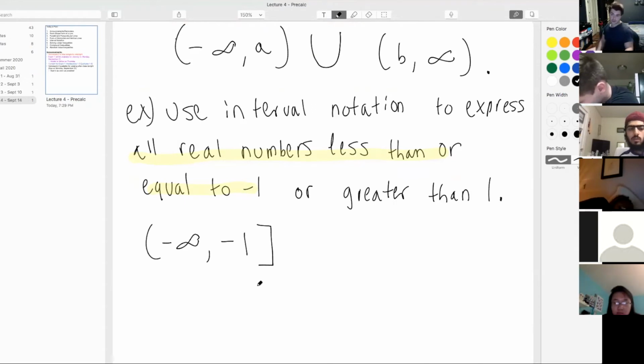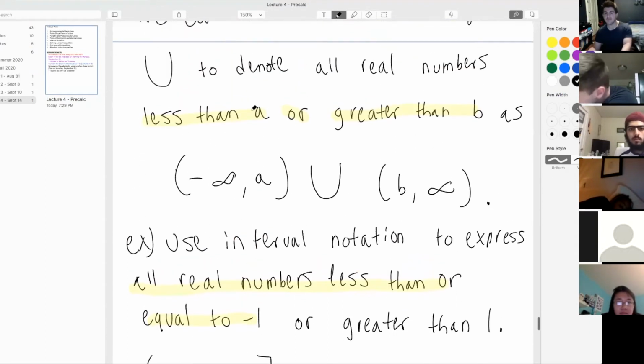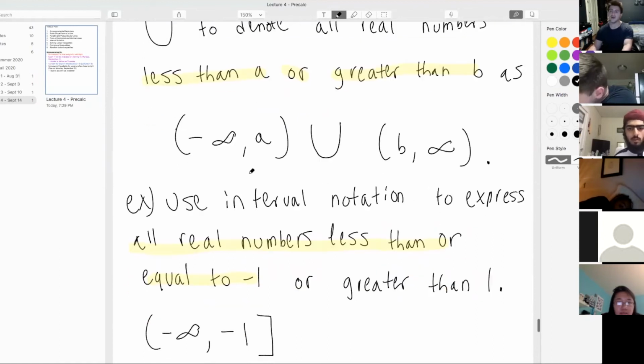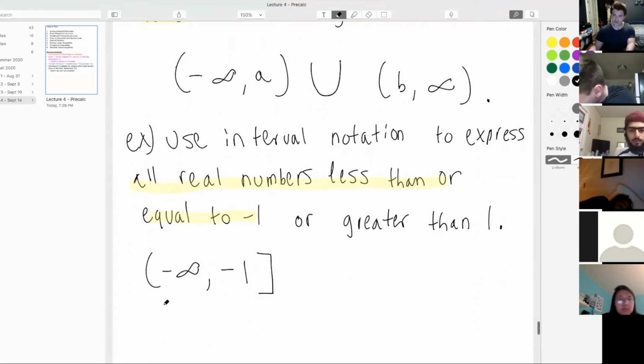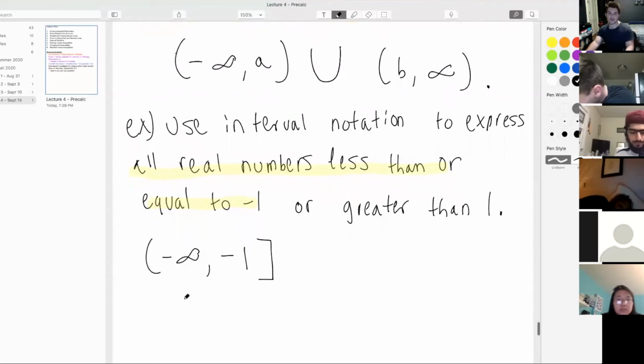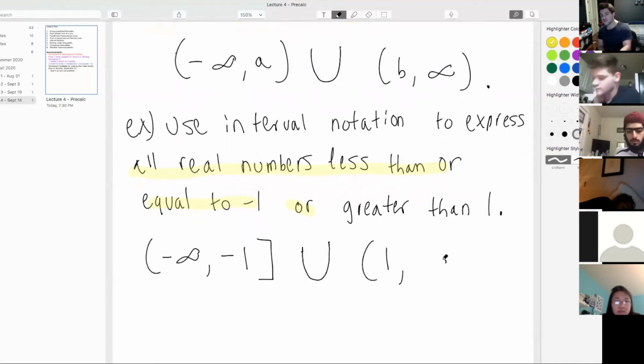For unions, you can also include it for equal to? Yes. I didn't write that up here. I just wrote less than or greater than. But yeah, you can also do two as well. Absolutely. Good, so that's the first piece. And now I translate this or directly to a union symbol. And now I will do greater than 1, which means we're not including 1. So I'll put a parenthesis, and greater than 1 is just 1 to infinity.